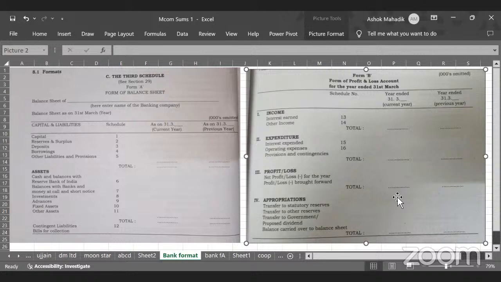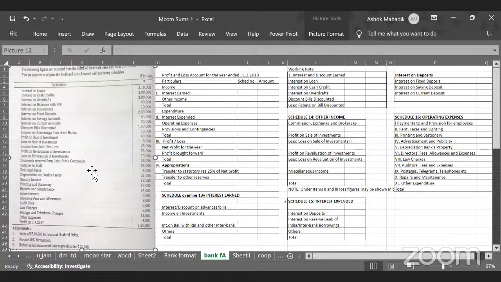In the sum, we just read the entire sum. There are no other reserves shown. So we can straightaway go ahead with the posting part. 25% transfer to reserve will be done, and the balance will be shown as transfer to other reserves. So shall we start? We just read this sum. In this sum, only P&L items are there, and they have asked you to prepare the P&L account only.